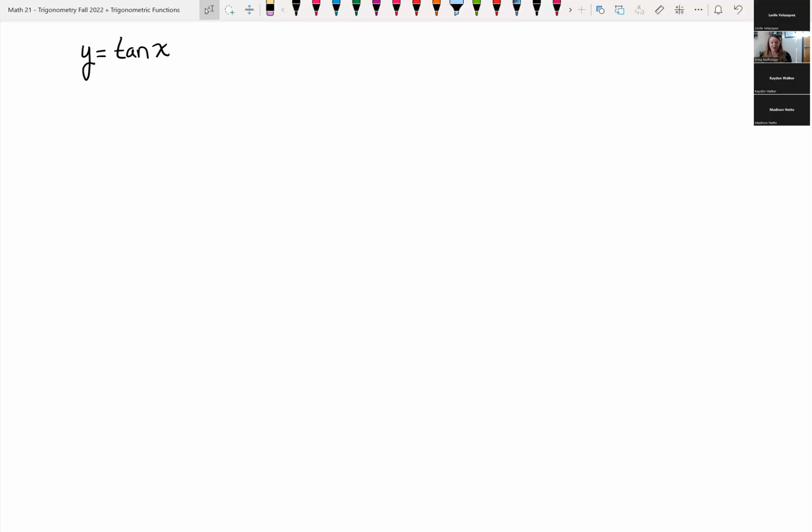So we've been looking at graphing our cosine functions, our sine functions, cosecant functions, and secant functions. Now let's get into graphing tangent and cotangent functions. And so looking at y equals tangent of x here, let's rewrite this in terms of sine and cosine. So recall that tangent of x can be rewritten as sine of x over cosine of x.